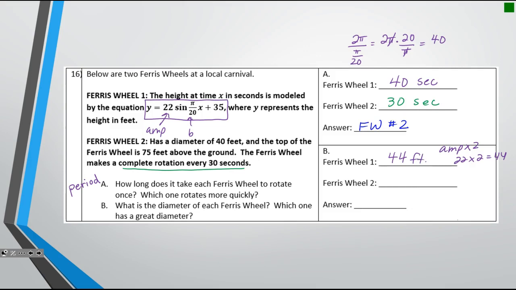Now, for Ferris wheel 2, again, they just tell us. It says that it has a diameter of 40 feet. So I'm going to write 40 feet. And then it says, which one has a greater diameter? This should be greater, by the way. That's a typo. So the greater one is the one that's bigger. So that would be Ferris wheel 1.